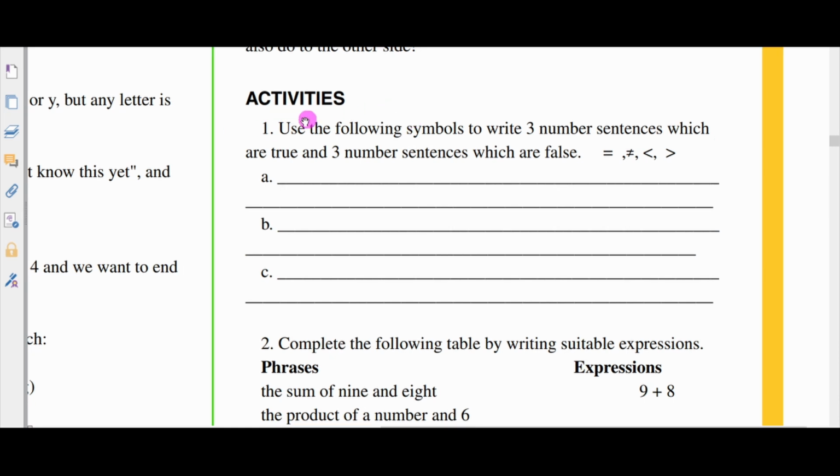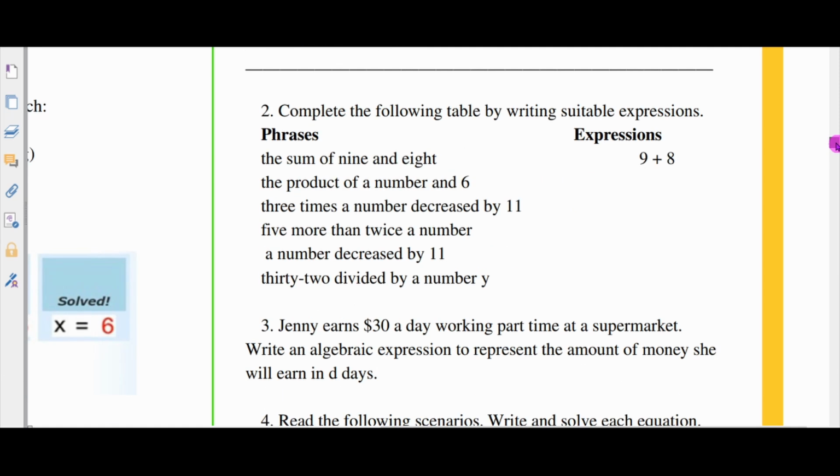Now, here are some activities. Number 1, use the following symbols to write 3 number sentences which are true and 3 number sentences which are false. So we have equal, not equal to, less than, and greater than. So you're going to fill those in, and then we will have a look at those.